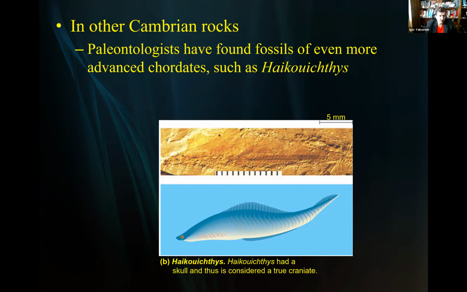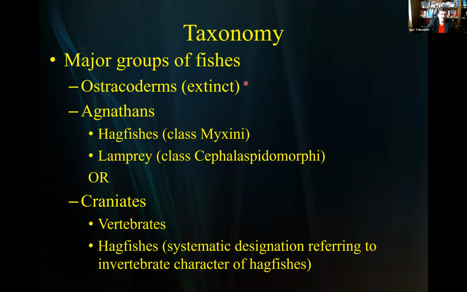So within the fish, we have several groups. Ostracoderms, which are extinct. Then we have Agnatha and Gnathostomata, known as the jawed fish. Agnatha means jawless. And within the jawless, we have two groups, known as the hagfish, and we'll talk about those, and also craniates, and here we're talking about the vertebrates.